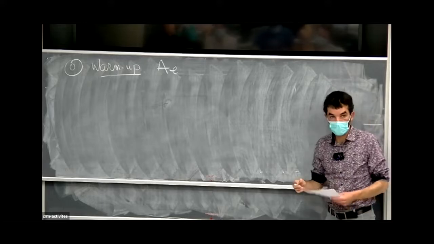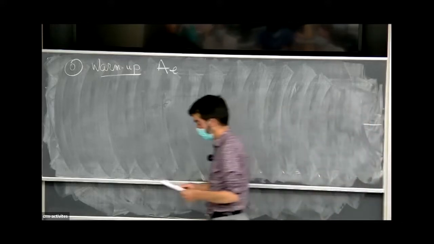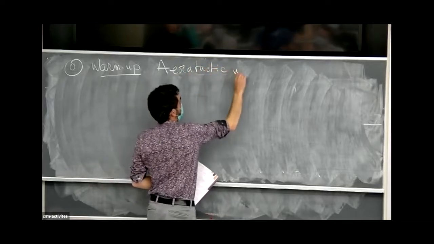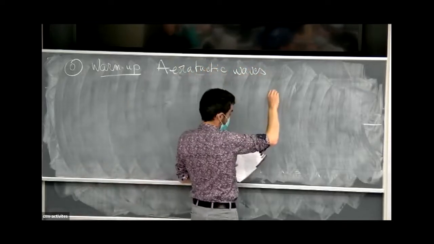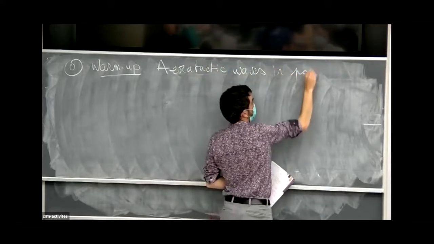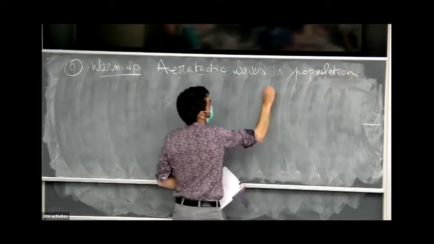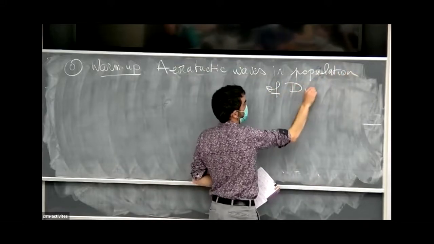I chose to start with this because, from the mathematical side, at least what I will present today, I think is very basic. But I thought it was interesting for the audience to have this example in mind. It's about aerotactic waves in a population of cells which are called dicty, the nickname for them.